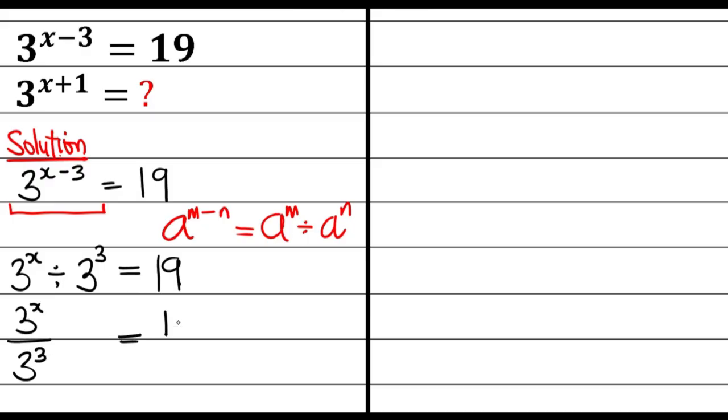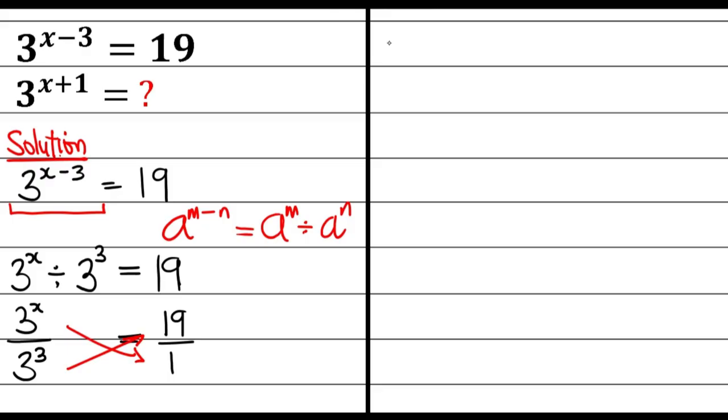Then I write 19, because my left hand side is in the form of a fraction. So to make 19 appear in a fraction, I'm going to say divided by 1. The best thing to do from here is to cross multiply: this 3 raised to the power of 3 is going to go with 19, then 3 raised to the power of x is going to multiply 1.